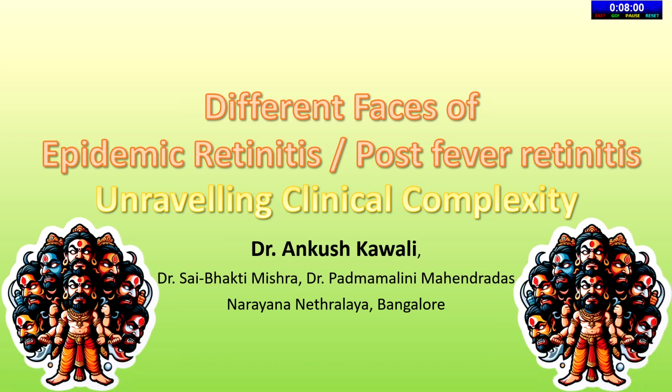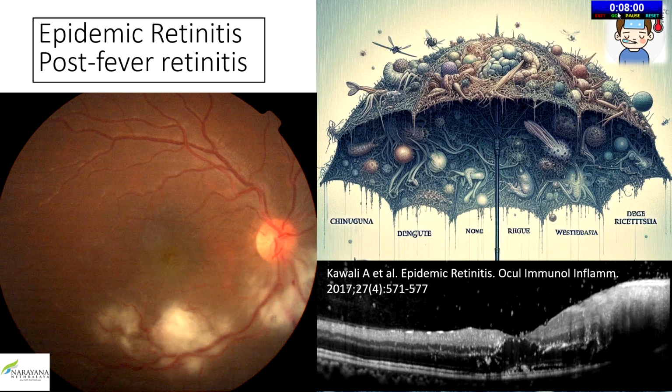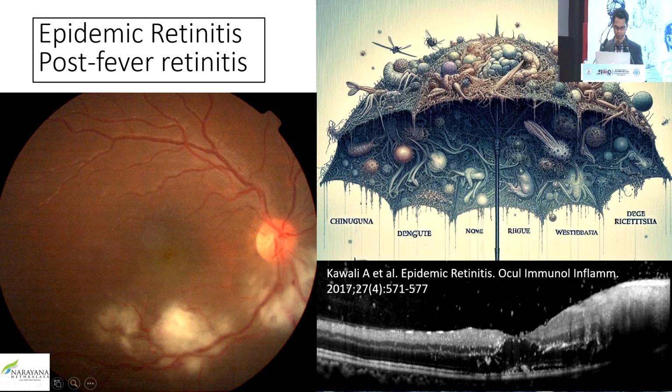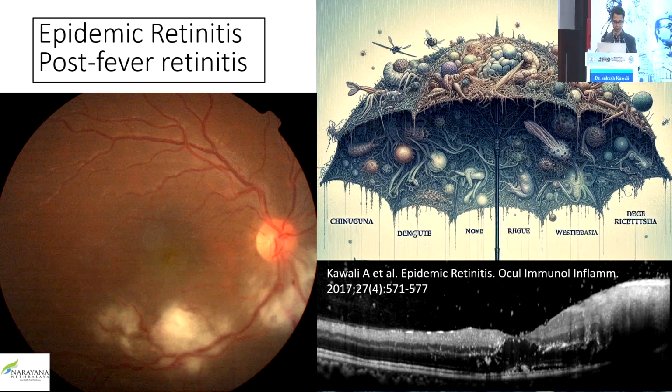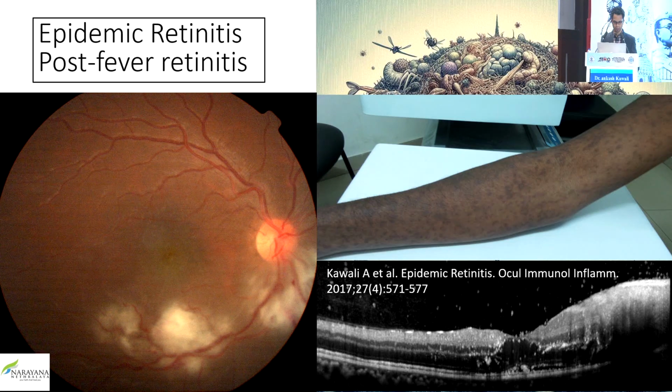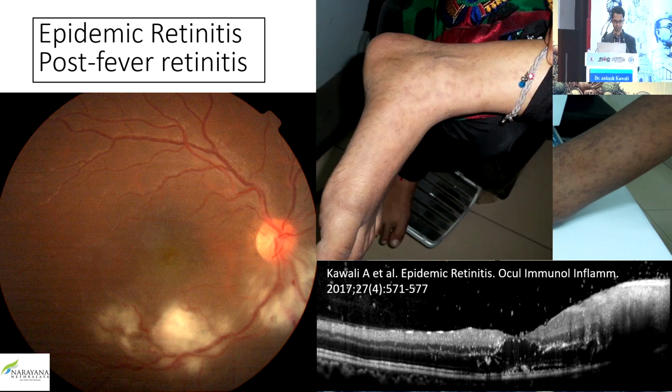So I'll be mainly discussing the presentation, the various clinical signs, and the various etiologies. The term post-fever retinitis or epidemic retinitis is an umbrella term which describes this peculiar retinitis entity which has been associated with various etiologies like chikungunya, dengue, West Nile virus, rickettsia, and even typhoid. Patients generally give a history of definite fever 2 to 4 weeks ago. They can come with this kind of skin rash and many times joint pain as well.